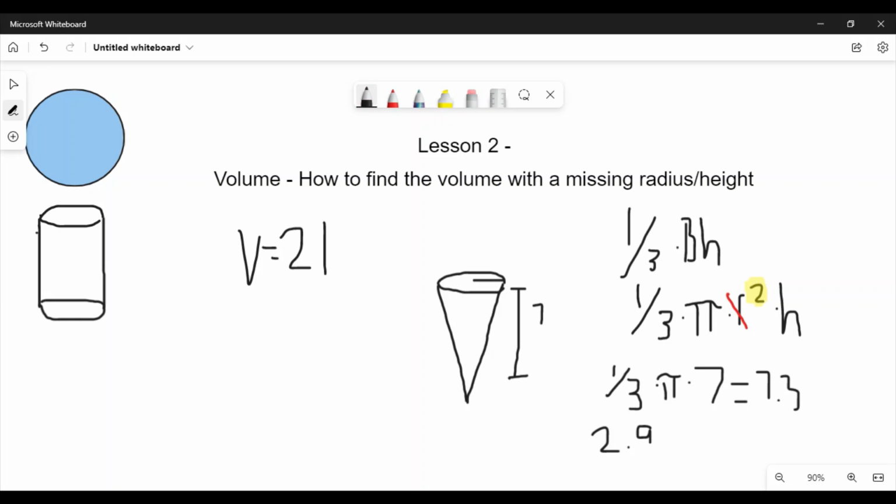So now we have to do the inverse operation of that, which is the square root. So this would be the formula for it. It would be the square root of the volume divided by 1/3 times pi times 7. So you have to do what's inside first. We already did that, and we got 2.9. And then you find the square root of 2.9, which is 1.7 rounded to the tenths place. So your radius for this would be 1.7.